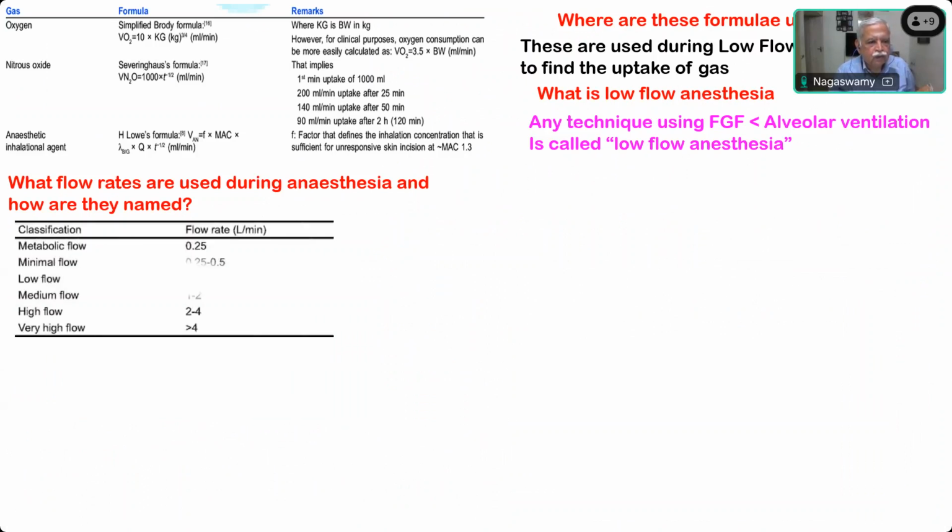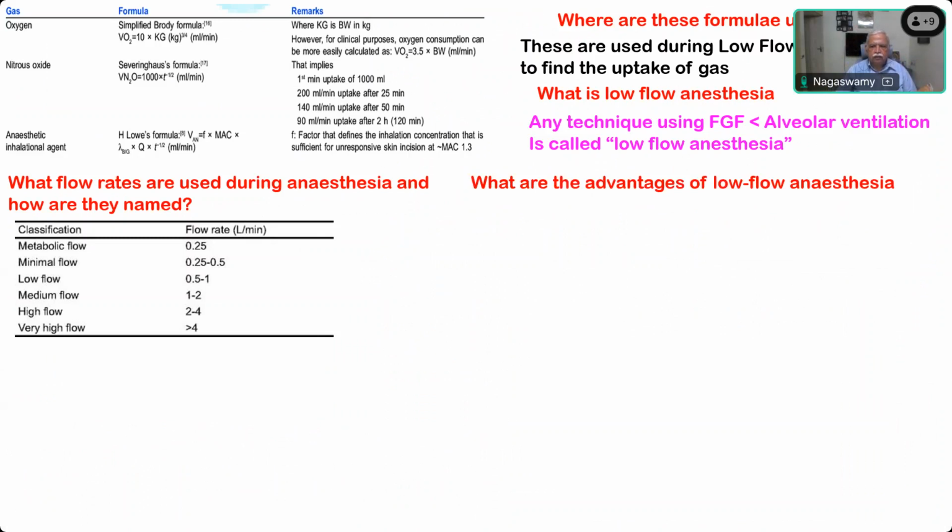Any flow rate less than 0.25 liters per minute is called metabolic flow. 0.25 to 0.5 liters per minute is called minimal flow. 0.5 to 1 is called low flow anesthesia. Medium flow is 1 to 2 liters. High flow is 2 to 4. Very high flow is more than 4 liters. Okay, so these are the various classifications.